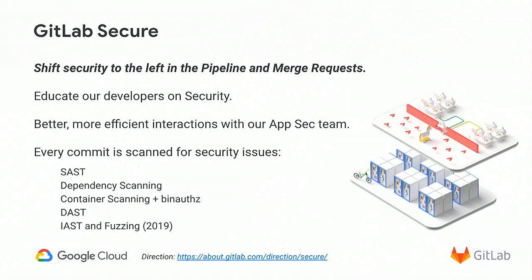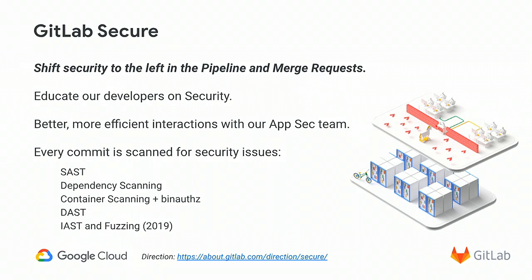For every commit that we push for our applications, we are going to run security checks. We are going to do SAST, dependency scanning, container scanning, binary authorization that we are going to see after that, dynamic application security testing. We're doing the whole package for every commit. So again, the developers have the information. They know exactly what's going on, and they know the implications of their changes on the production environment.